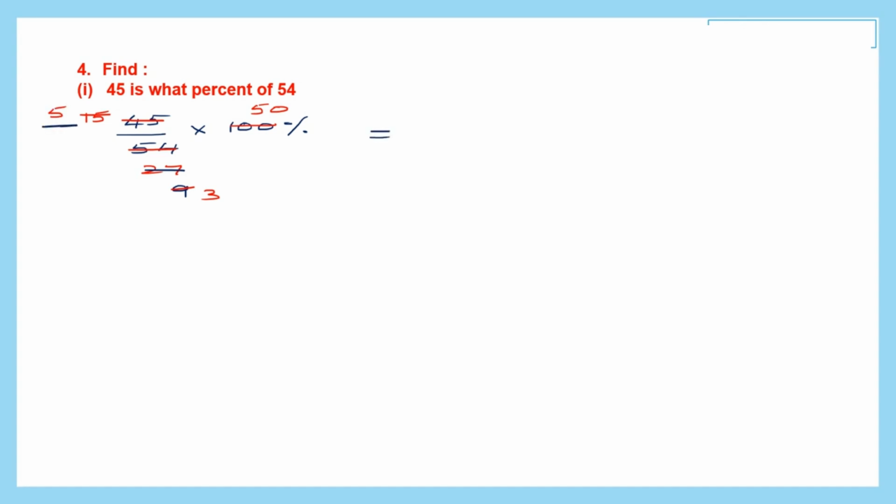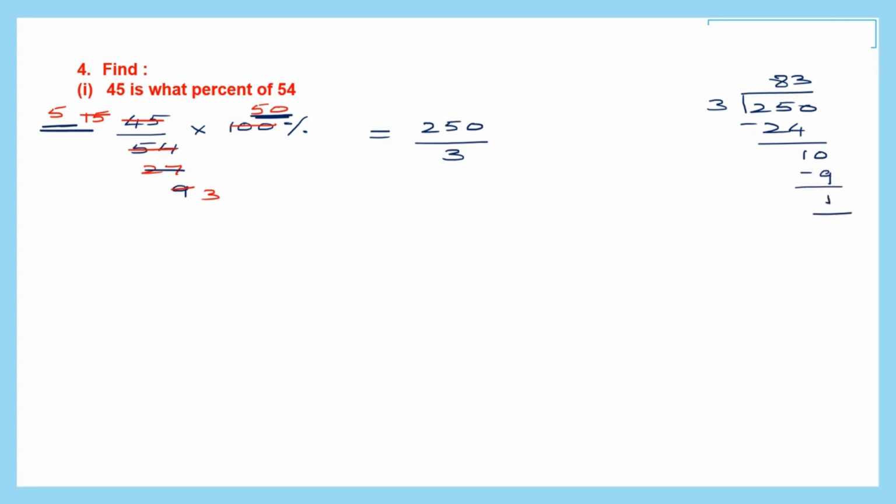In the numerator we have 5 into 50. So 5 into 50 is 250 and in the denominator we have 3. So let's divide 250 by 3. 3 eights are 24 minus 10. 3 threes are 9 minus 1. Now we can write this as a mixed number, that is 83 1 by 3, and because it's percent we have to put a percentage sign. So this is our answer, 83 1 by 3%.